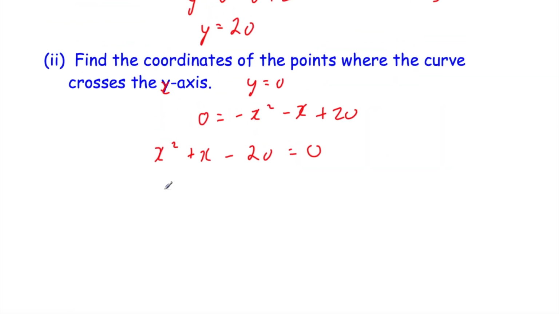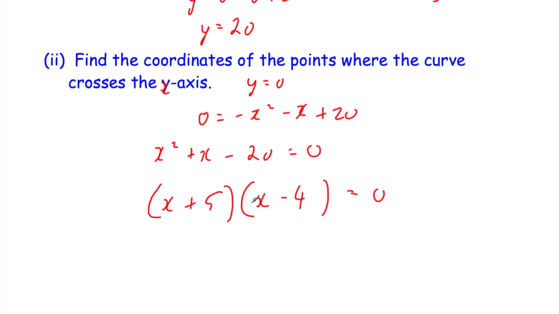So if we factorize this, that'll be bracket, bracket equals 0. And to factorize this, we're going to put x's at the front of both brackets. We're looking for two numbers that times together to be -20 and add together to be 1, because it's plus x, that's plus 1x. So I'm thinking 5 and -4. And let's just check that. x times x is x squared. x times -4 is minus 4x. Plus 5x would be 1x, or just x. And then we've got our -20.